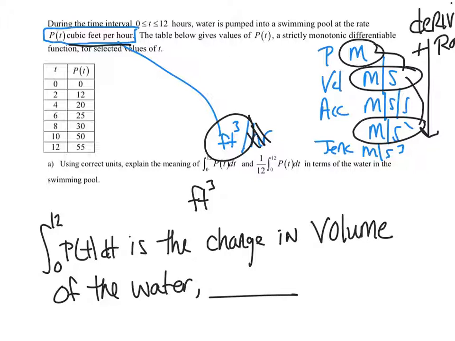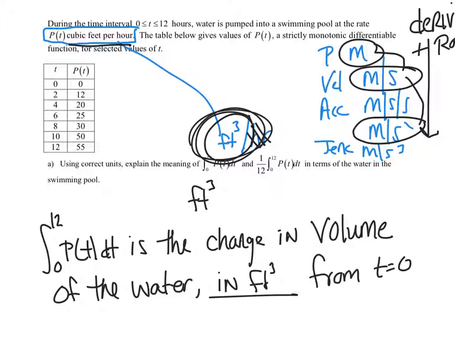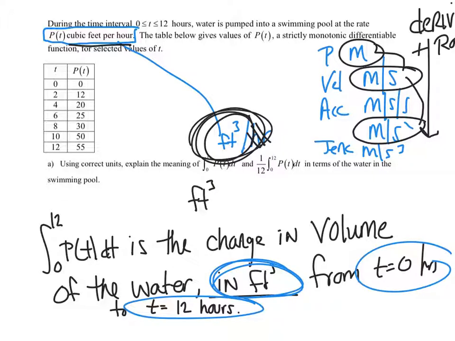And now here's the important part. It's all important, but you have to establish what the units are going to be, in feet cubed or cubic feet. So we have to establish what our new units are going to be, and we have to talk about the bounds. From t equals 0 hours to t equals 12 hours. Okay, so the two key things I want you to highlight are you have to talk about the units and you have to talk about the bounds.